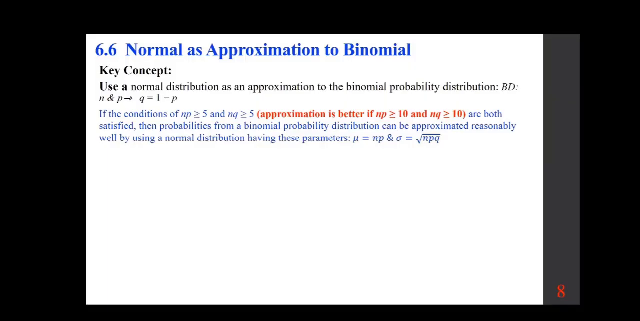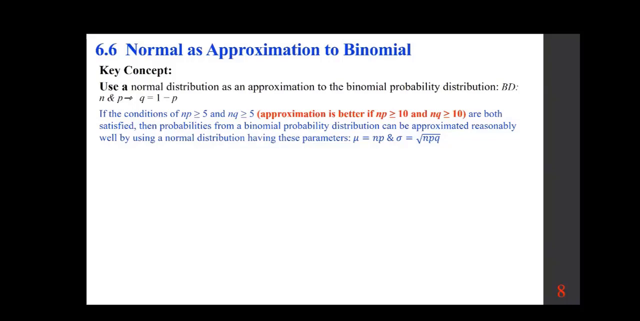You're looking at normal as approximation to binomial distribution. So we use a normal distribution as an approximation to binomial distribution, ND for normal, BD for binomial. And when you're dealing with the binomial distribution, you know that you have to come up with n and p, and q can be calculated.